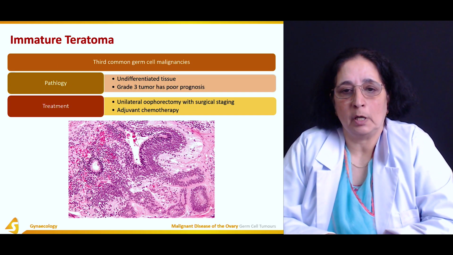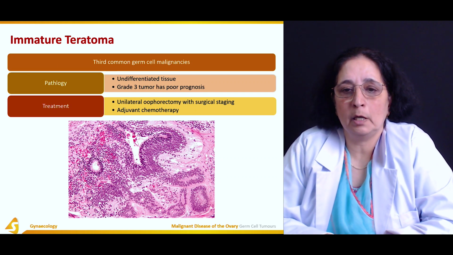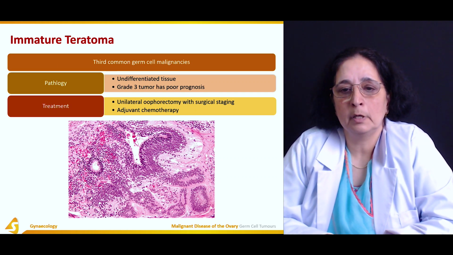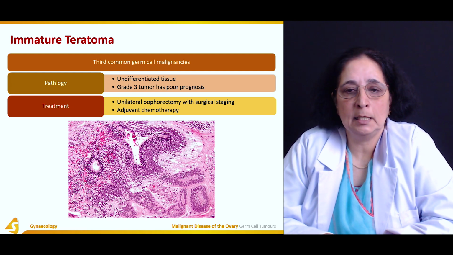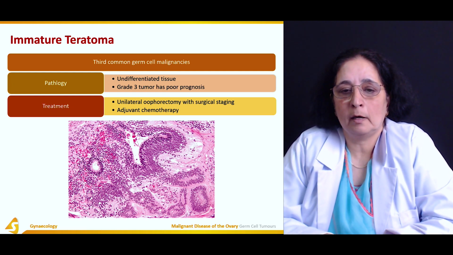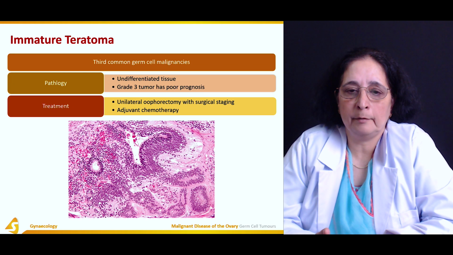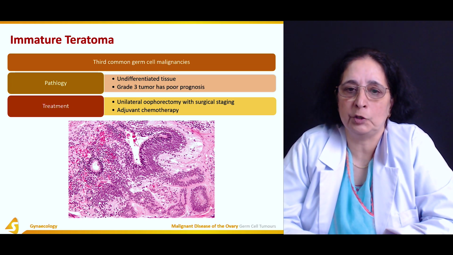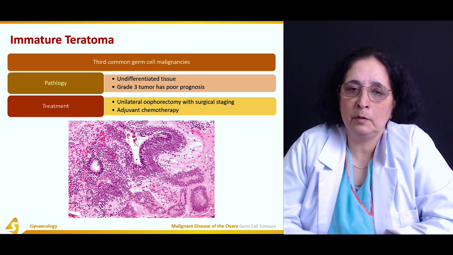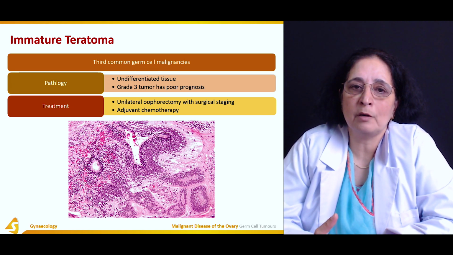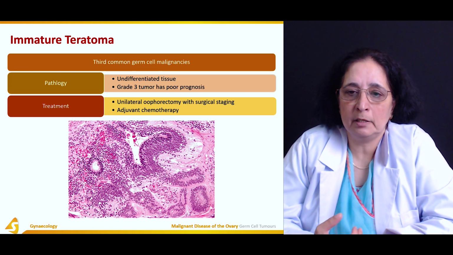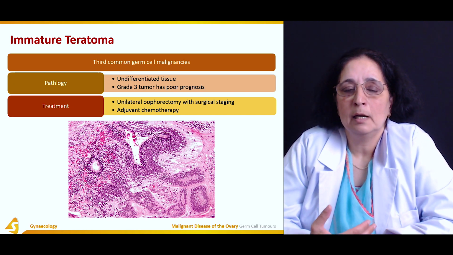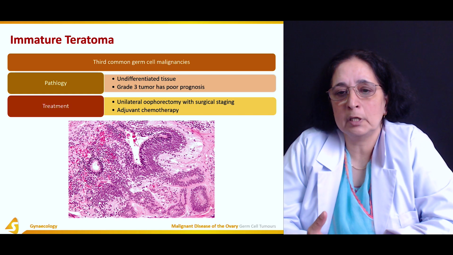Immature teratoma. Immature teratoma is the third most common germ cell malignancy. Pathologically it contains undifferentiated tissue. So usually tissues are not very differentiated. You cannot classify or diagnose what tissue it is.